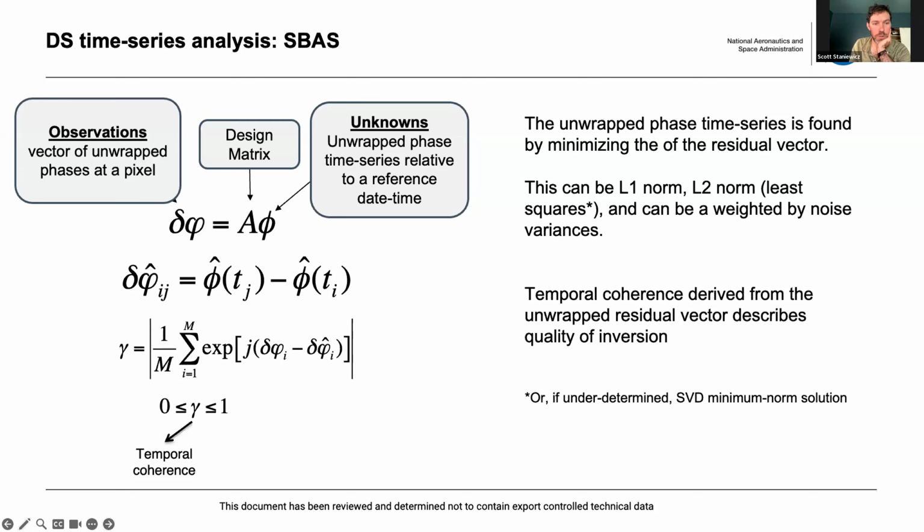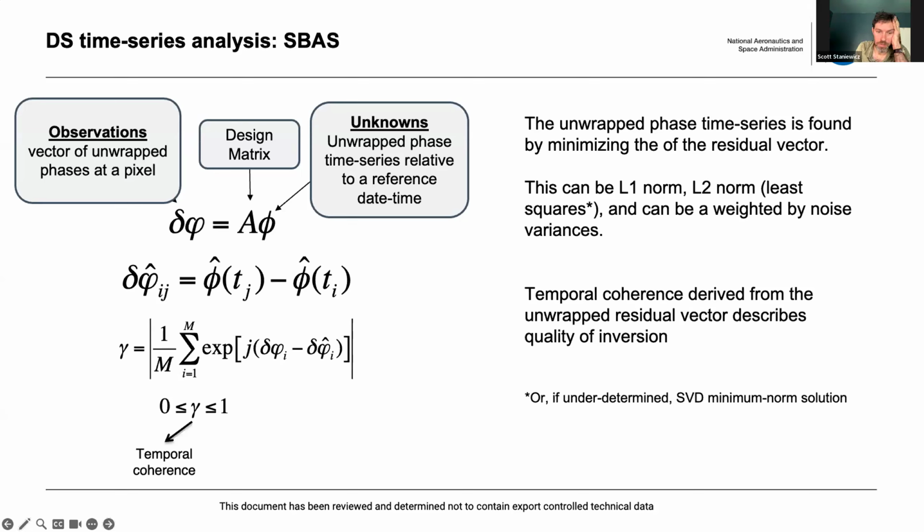And you can do whatever inversion you want after. People have come up with a lot of fancy weighted inversions minimizing the L2 norm with least squares, or if you don't have enough interferograms, that's SVD. You can minimize the L1 norm. There's many ways to invert this, and you end up with a time series of unwrapped phase at this given pixel. In MinPy, you can also see the inversion quality, which is called temporal coherence.